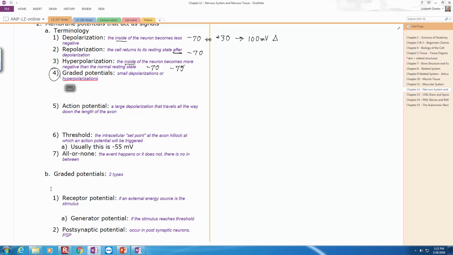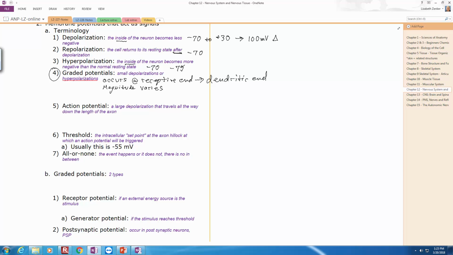So graded potential, small depolarizations, this is going to occur at the receptive end. Who's the receptive end of our neuron? It occurs at the receptive end, which ends up being our dendritic end, right? Dendritic end. Okay, or the cell body side. The magnitude varies. So maybe it's -5. Maybe it's +10. So that can be what they're saying can vary on it, the magnitude.